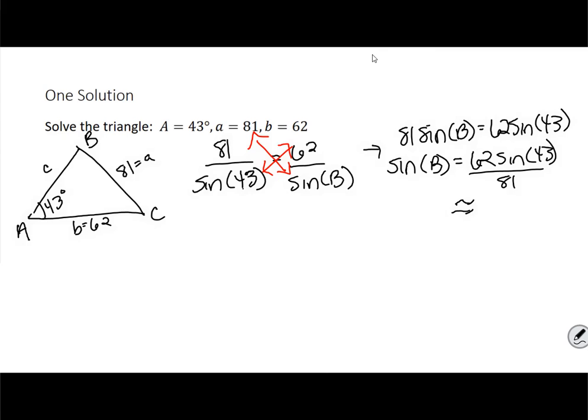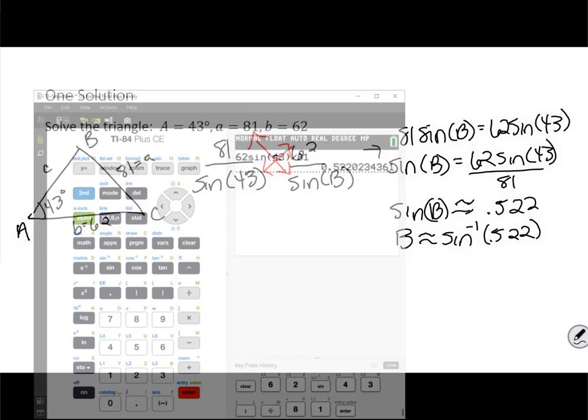So in this case, I get sine B is approximately 0.522. And so now I need to apply an inverse function. So angle B is going to be sine inverse of 0.522. All right? And I know I can do this because 0.522 is between negative 1 and 1. Okay? So that's good to go.